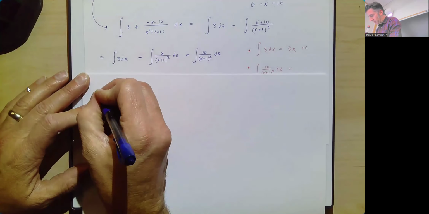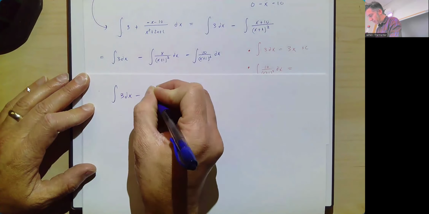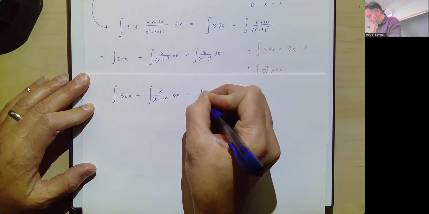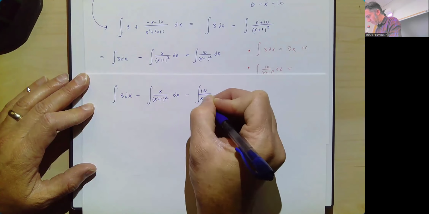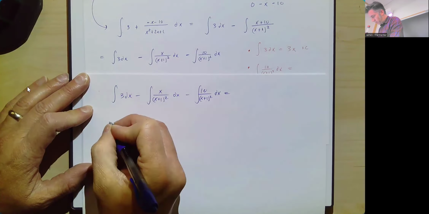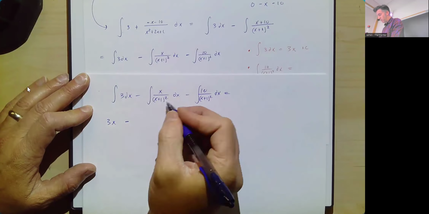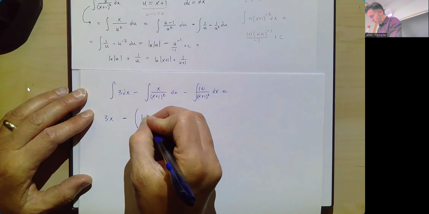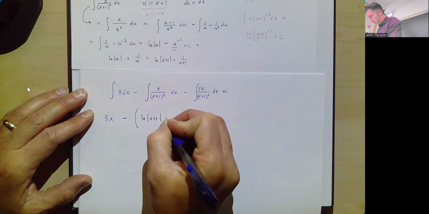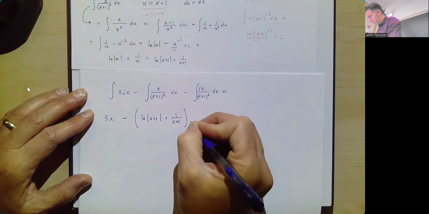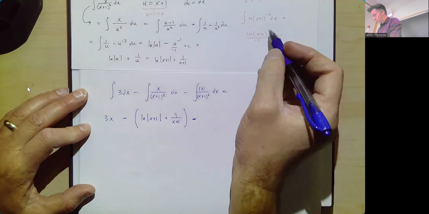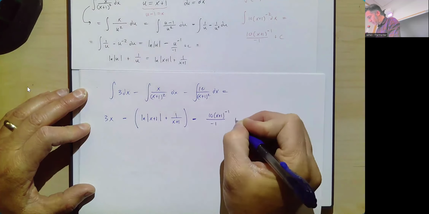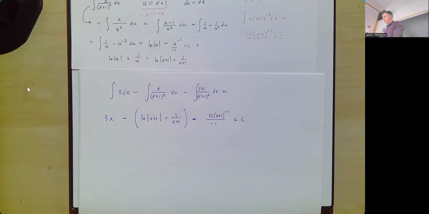So the integral of 3 dx minus the integral of x over x plus 1 squared dx minus the integral of 10 over x plus 1 squared is equal to 3x minus the thing we just found, which was the natural log of the absolute value of x plus 1 plus 1 over x plus 1, minus the integral of 10 over x plus 1 squared, which was 10 times x plus 1 to the negative first over negative 1, plus c. And if you don't love the way that's written, you're not alone.